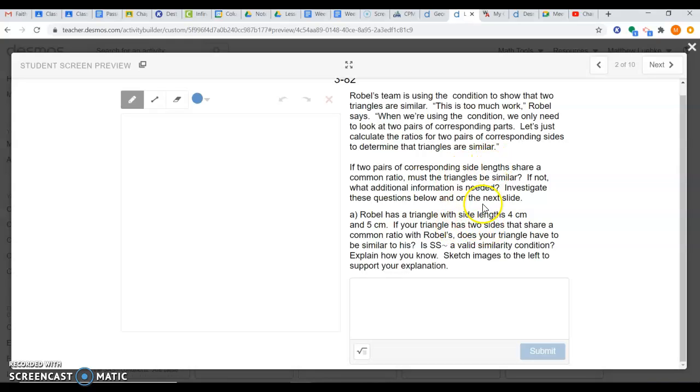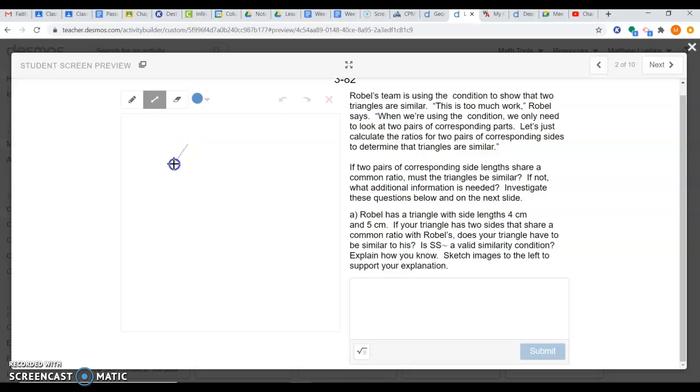Robel has a triangle with 4 and 5, and we want another triangle that has proportional sides to 4 and 5 and no other third side. Is that going to be a condition? Is that always going to create similar triangles? In my brain, I'm trying to think of a counterexample to say, no, we can do this and it's not going to work.